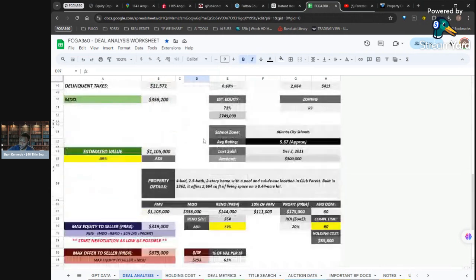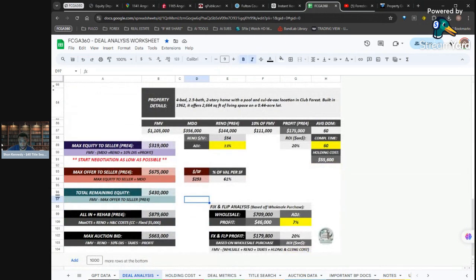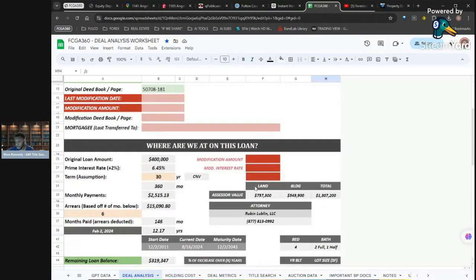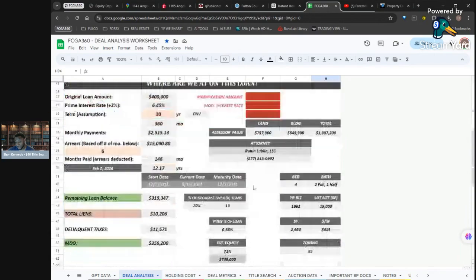So like I said, we got this done in about 13 minutes, streamlined it, looked at different angles. This sheet is powerful. I don't know how investors are doing anything without a sheet like this.